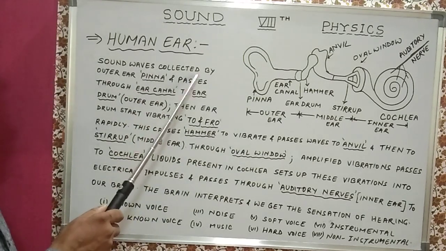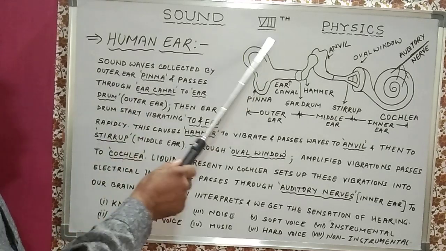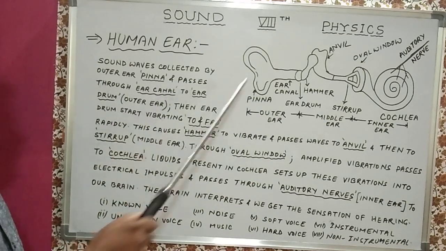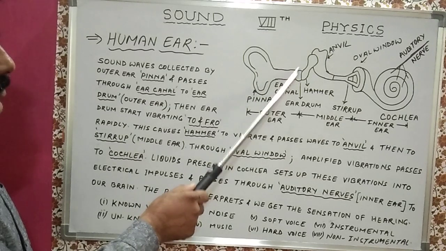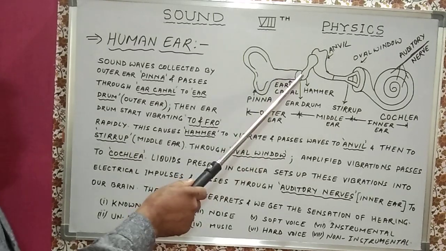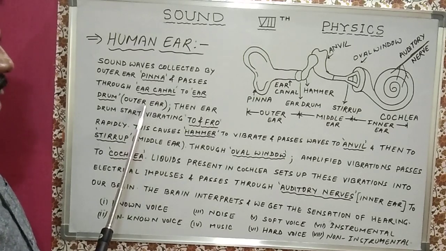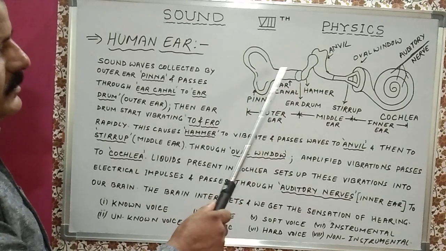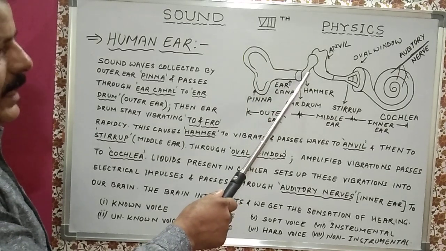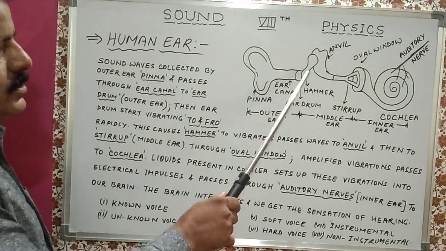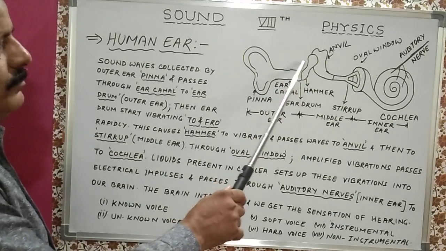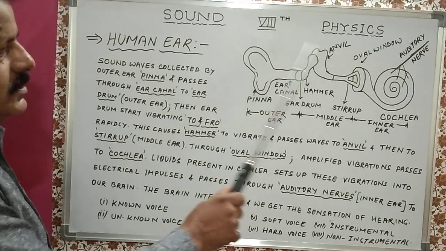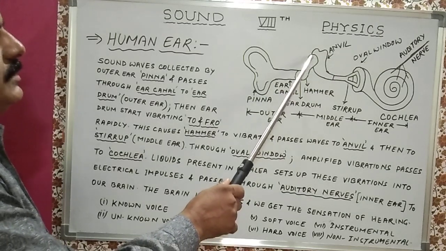Sound waves are collected by the outer ear, the pinna. The outer ear collects the sound waves and passes them through the ear canal to the eardrum. These three are the outer ear. Then the eardrum starts vibrating, and with that vibration it touches the hammer. The vibration passes to the hammer, and the hammer passes the vibration to the anvil, because the hammer hits the anvil.